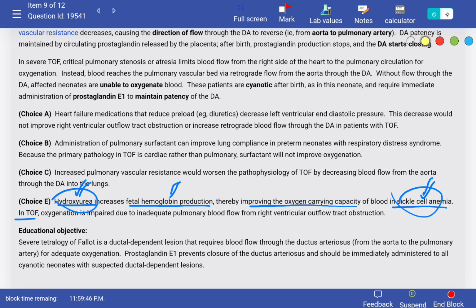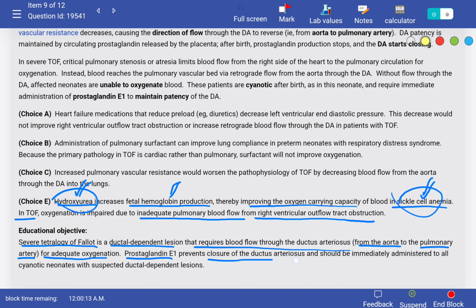In tetralogy of Fallot, oxygenation is impaired due to inadequate pulmonary blood flow from the right ventricular outflow tract obstruction. So severe tetralogy of Fallot is a ductal dependent lesion that requires blood flow through the ductus arteriosus from the aorta to the pulmonary artery for adequate oxygenation. Prostaglandin E1 and E2 prevent closure of the ductus arteriosus, so should be immediately administered to all cyanotic neonates with suspected ductal dependent lesion.